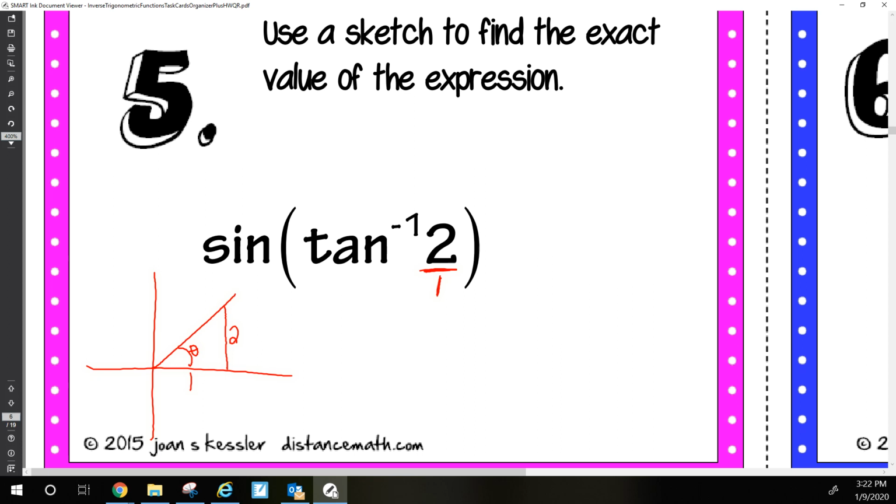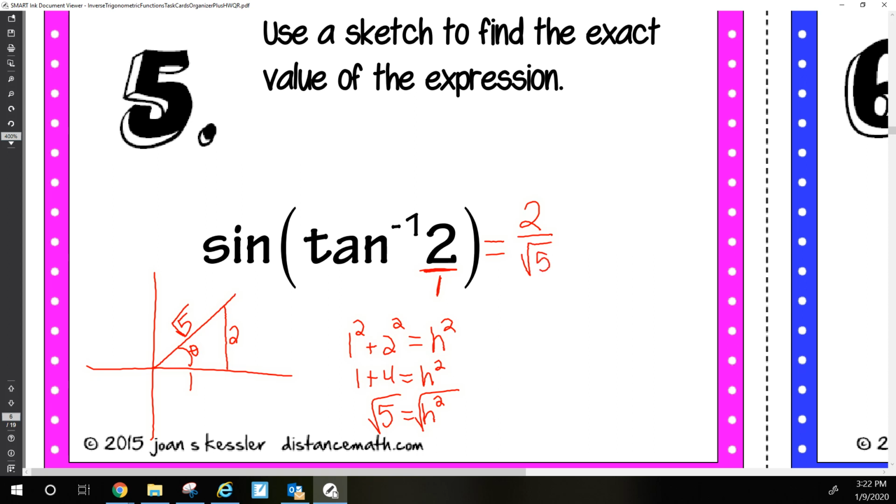In order to find the opposite over hypotenuse, I'm going to need the hypotenuse. To find that, I'll use the Pythagorean theorem. 1 squared plus 2 squared is equal to whatever that hypotenuse squared is. So this would be 1 plus 4, which is 5. When I take the square root to find the hypotenuse, it's square root 5. So now sine of this angle, which we don't know what it is, is 2 over square root 5.